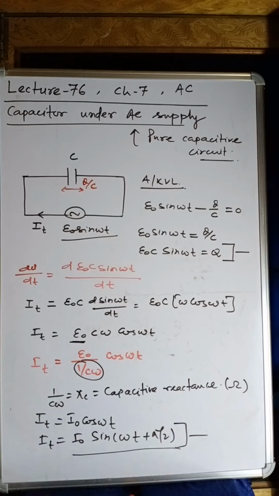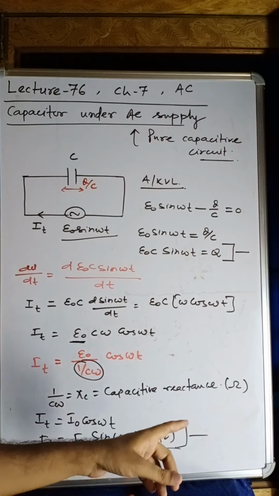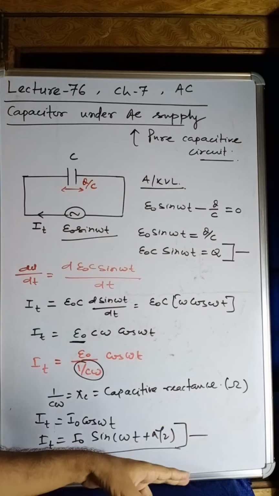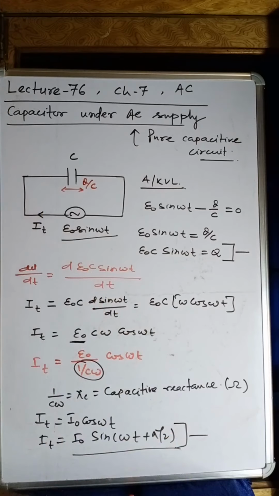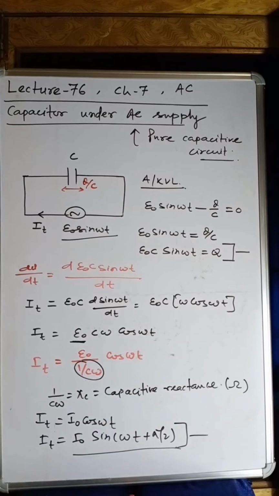Which one is leading in the circuit? Yes, current is leading and voltage is lagging, by what angle? Pi by 2. It might be asked in examination, prove that current leads by pi by 2 in a capacitive circuit. So using this particular derivation you can prove it in your board examination.